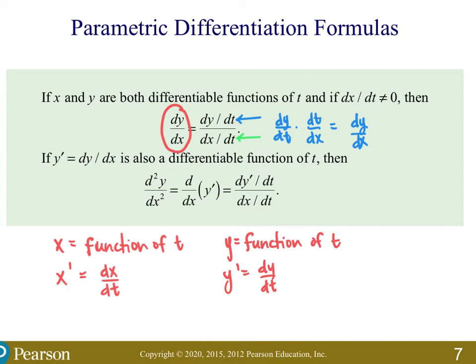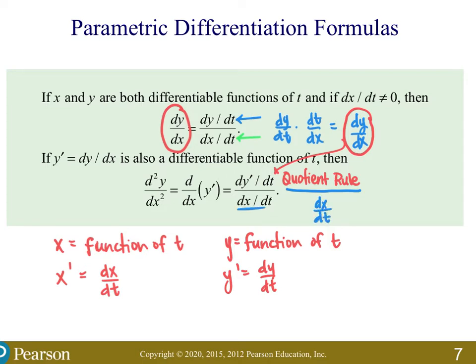Now, taking the second derivative is a little trickier. Okay, taking the second derivative, you need to find the derivative of what you just found. And so you need to find that with the quotient rule, if needed, if you end up with something other than 1 in the denominator. But you have to divide that by the original x prime.